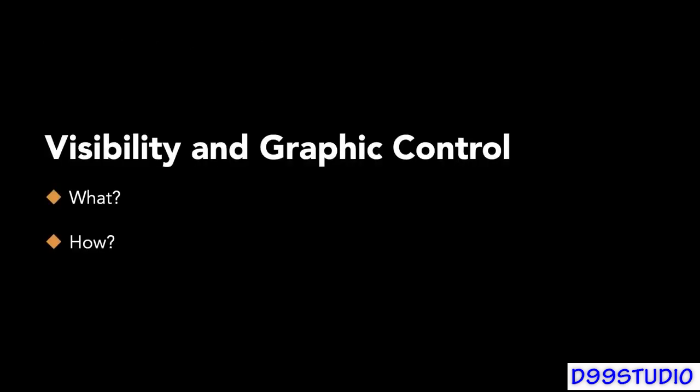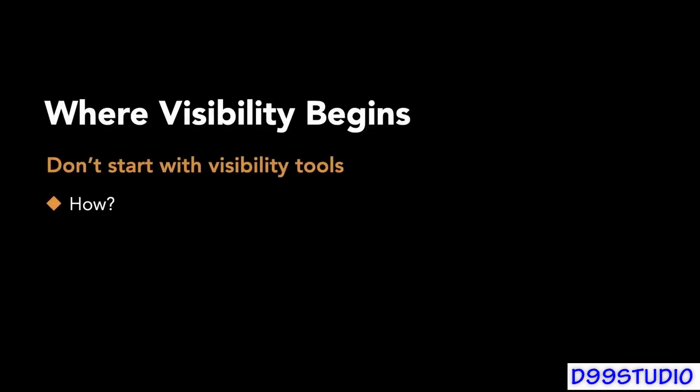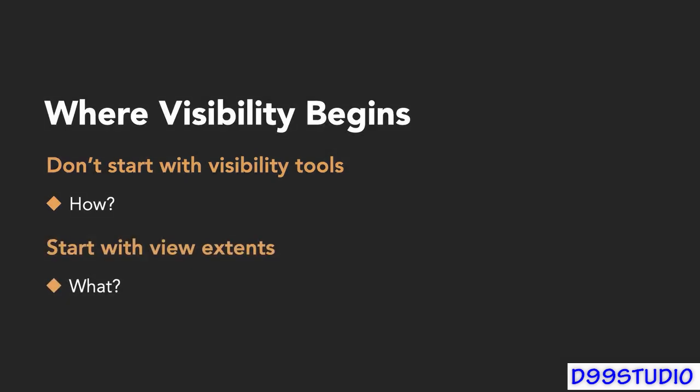But if you really want to understand what is happening behind the scenes, you cannot start with visibility graphics or any of the other similar tools. This is because the first question you need to address is what, not how. Visibility graphics changes how elements will display in a view, but before its effects kick in, we need to determine what will display in the view. So how do we do that? Don't start with the visibility tools. Instead, start with the view's extents.